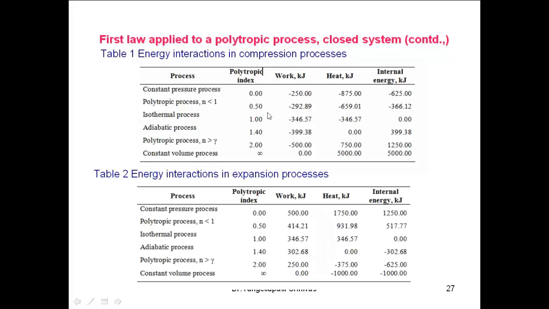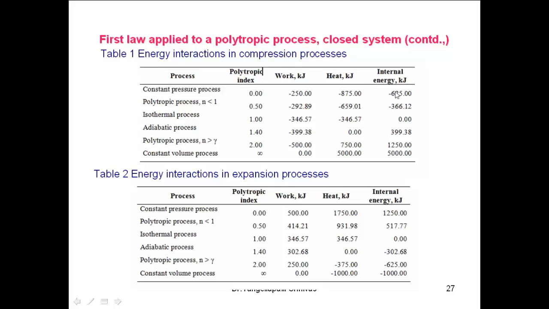The conclusion of these observations from this numerical problem is that a tabular form is prepared for both the compression process as well as the expansion process, with the change in the polytropic index from 0 to infinity. The work is negative in the compression process as work is done on the system. The heat is rejected from n is equal to 0 till n is equal to 1. In the adiabatic process, the heat is 0. The heat is positive for the polytropic process where n is greater than gamma, and also the constant volume process. Here the heat is rejected from the system, here heat is supplied to the system.